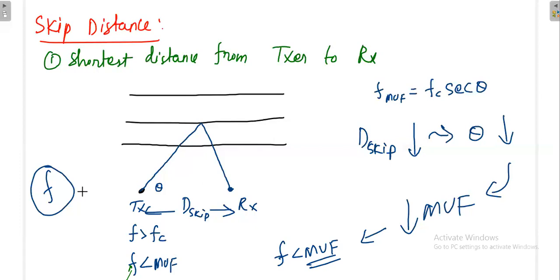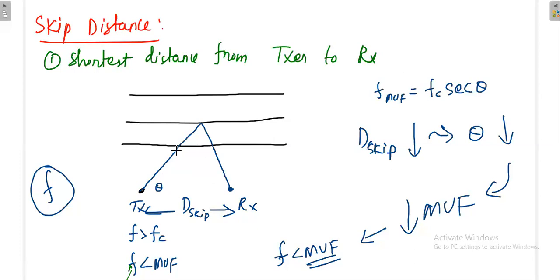Once you have fixed your frequency, and you are communicating from here, you cannot reduce your skip distance. But you can increase this distance range, you cannot reduce this range. If you want to increase it, theta has to be increased. Once theta increases, what will happen? If theta increases, the maximum usable frequency of the layer increases, then definitely this relationship will be satisfied. Then there is no problem, you can easily communicate.